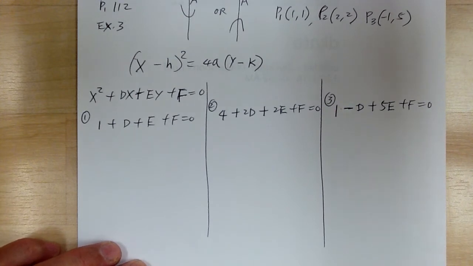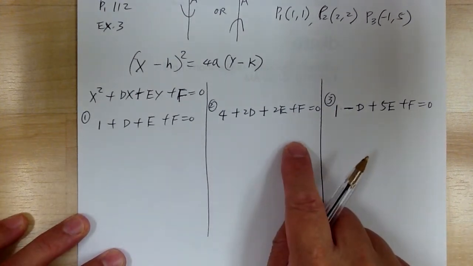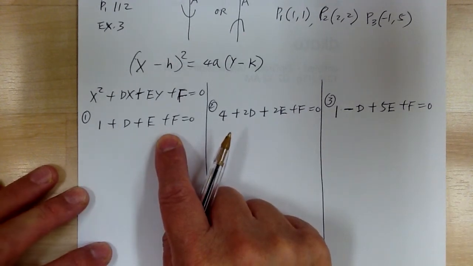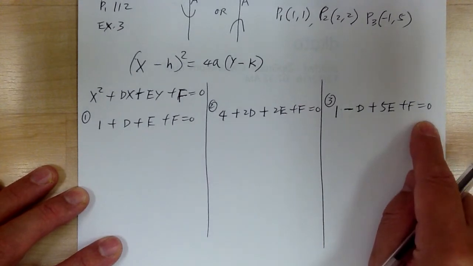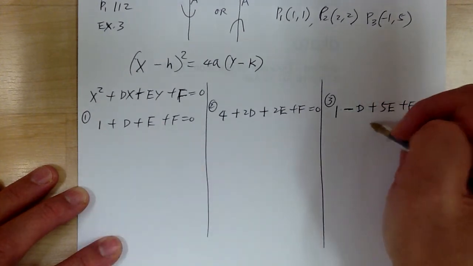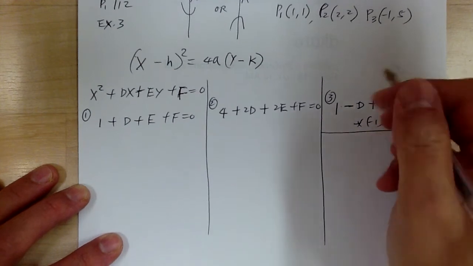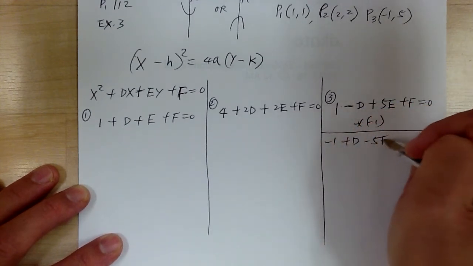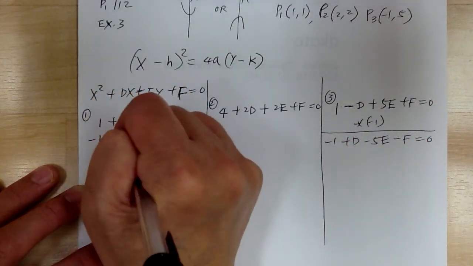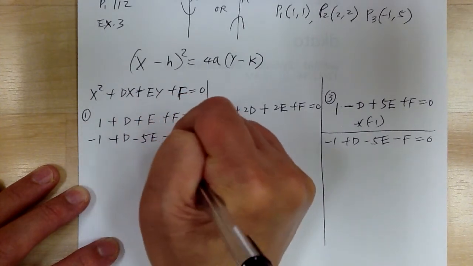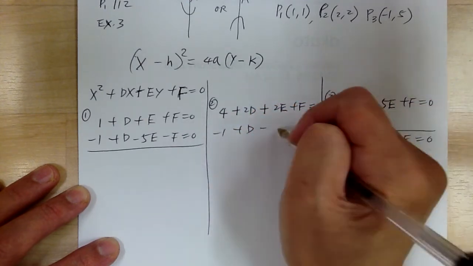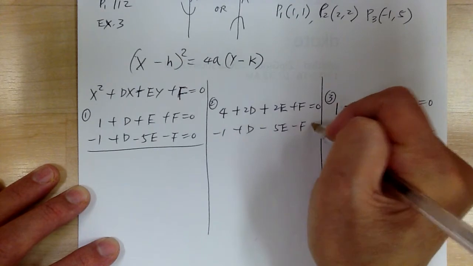Okay, so again, you always solve for f first, that's going to simplify things a little bit. So I'm going to times this by -1 and put it underneath each one of these. So times this by -1, so I get -1 plus d minus 5e minus f equal to 0. And I'm going to put this over here, and put this over here.